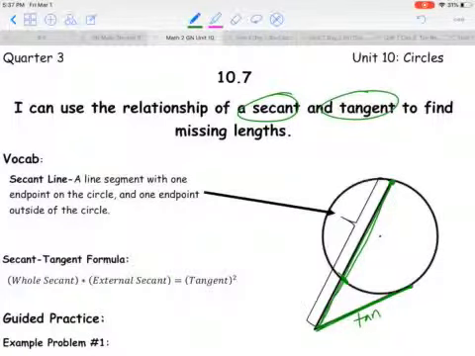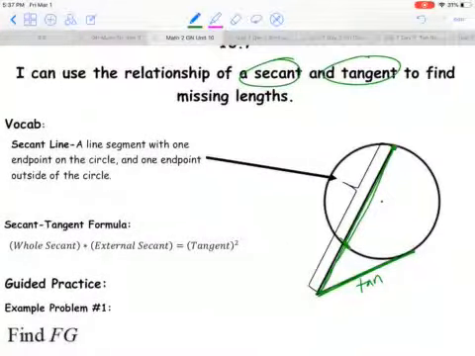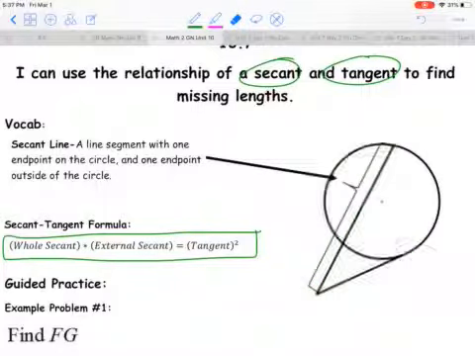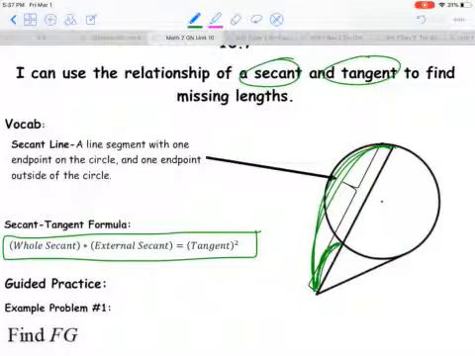And the formula to relate these two things together is right here. So it's basically, if I take the whole thing, so this guy right here, times this guy right here, so same line, just smaller piece and bigger piece, it will equal this piece times itself, or squared.